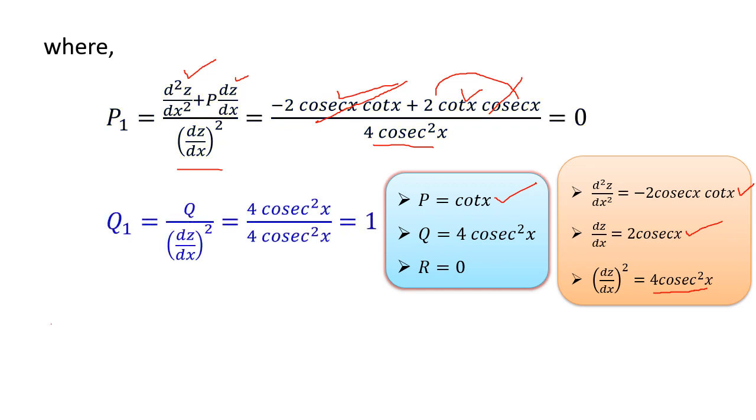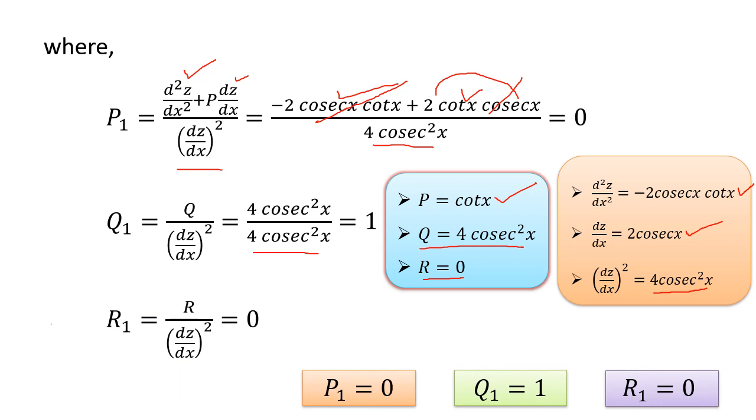Now consider q1. That is equal to q by dz by dx whole square, and the value of q is 4 cosecant square x. Therefore, we shall substitute 4 cosecant square x in the numerator, and as usual dz by dx whole square is 4 cosecant square x. Therefore, both get cancelled and the answer is 1. Similarly, consider r1. r1 is equal to r by dz by dx whole square, and the value of r is 0. Therefore, the value of r1 is equal to 0. Therefore, we got p1 is equal to 0, q1 is equal to 1, and r1 is equal to 0.